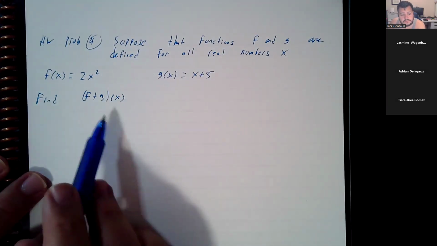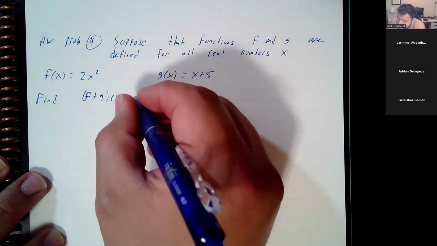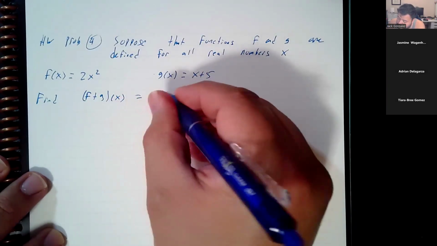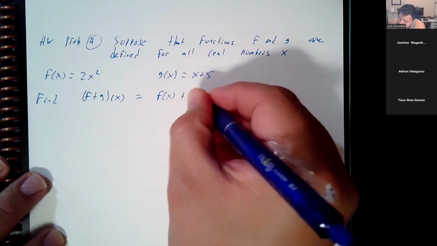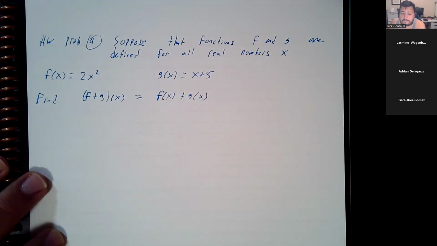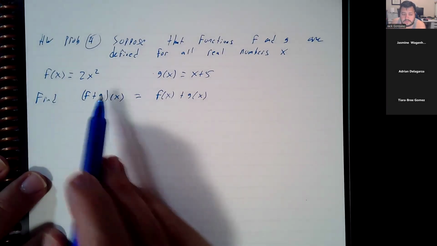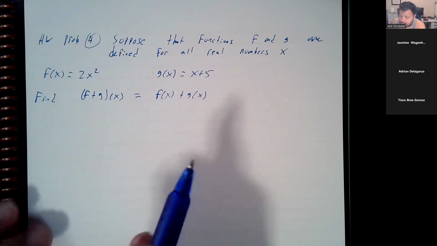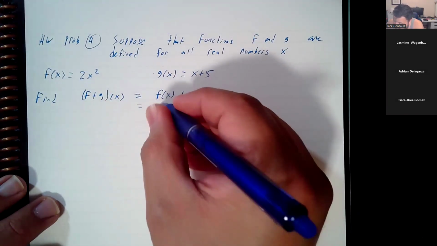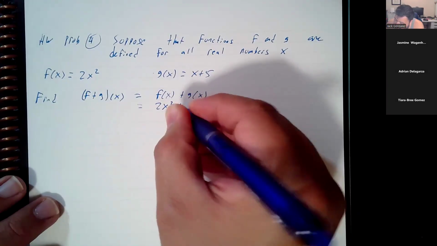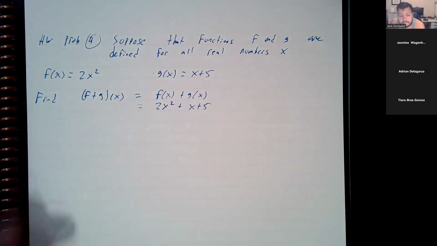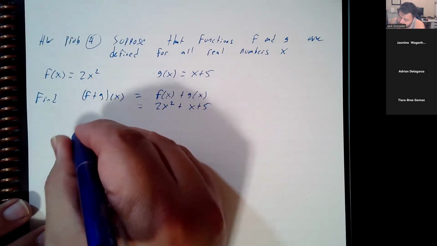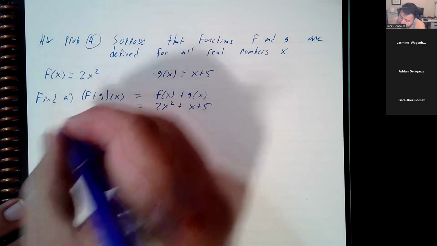So if you see this notation, what they mean is this. Just add them separately together. So if you see it written like this, you're just saying add f and g. You're done. So that would mean take this guy and add this one. There's nothing that combines, so we're done. They also say find, we'll call it part A, I guess.